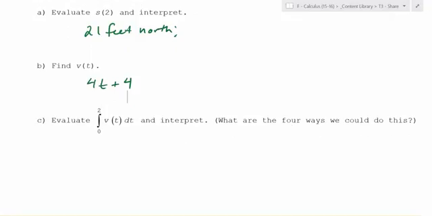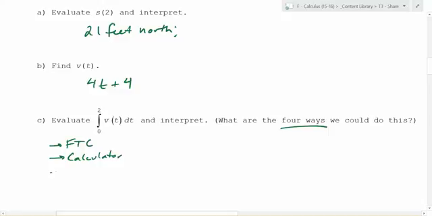So evaluate and interpret: what are 4 ways? So list out the ways first. It's not asking for minute differences in like algebra. So first would be using the fundamental theorem of calculus. That would be integrating by hand, but using the fundamental theorem of calculus. That's one way. What's another category? You could also use your calculator. And I would say there's at least 2 ways to do it using your calculator. And what's the last way you could find the area under the curve? You could graph it, right?